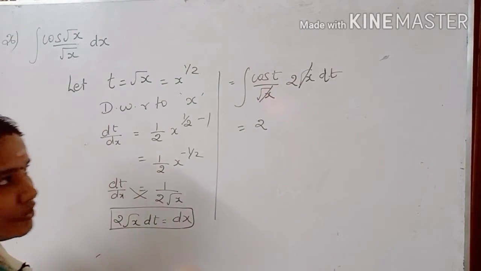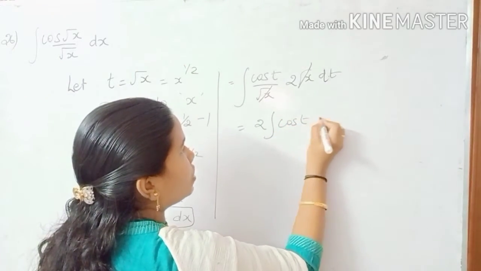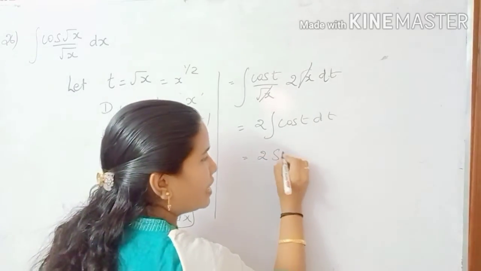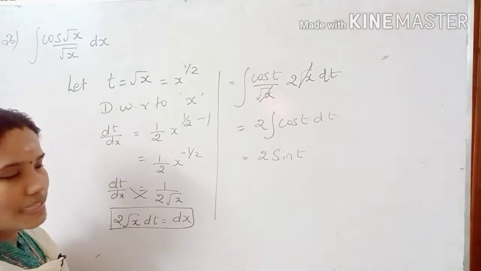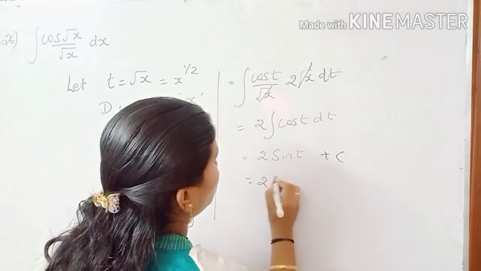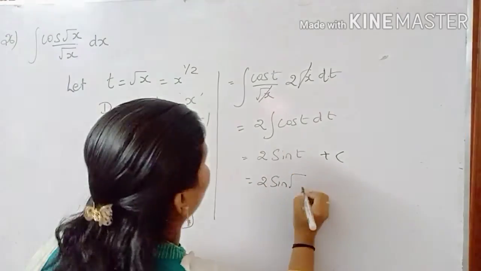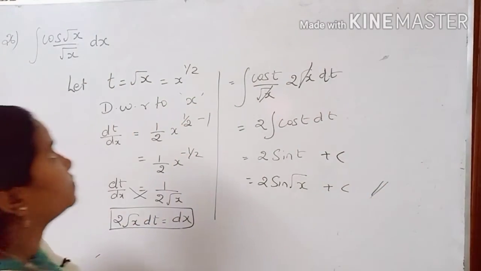2 is a constant which we can keep outside, so 2 integral cos t dt. The integration of cos t is sin t plus c. What is the value of t? t is root x. So 2 sin root x plus c is the answer.